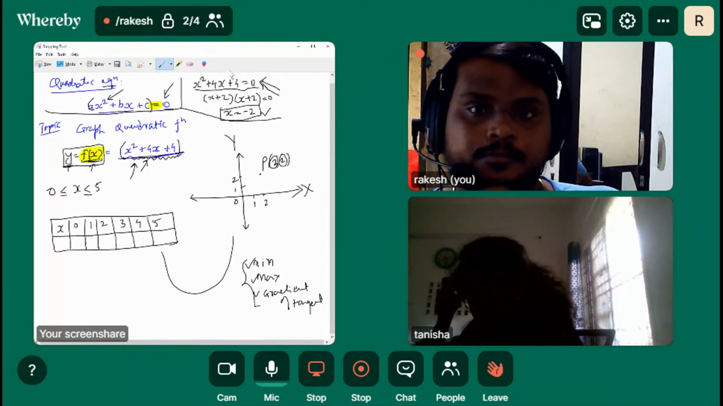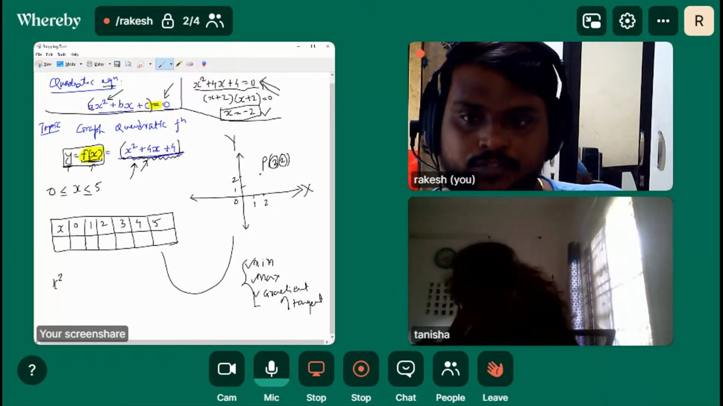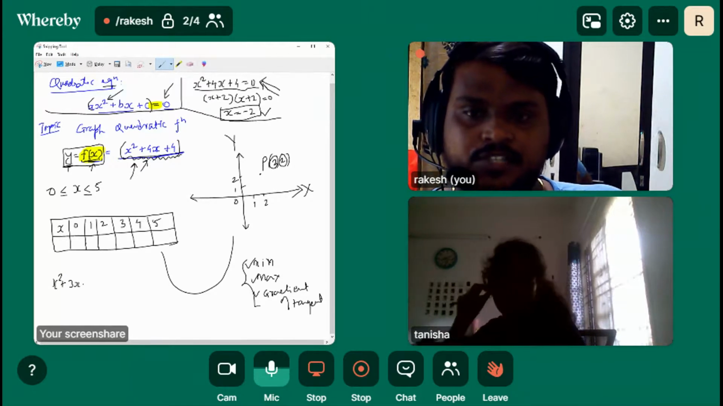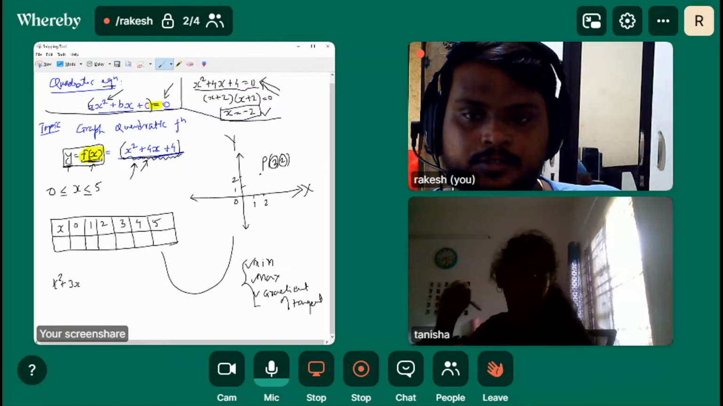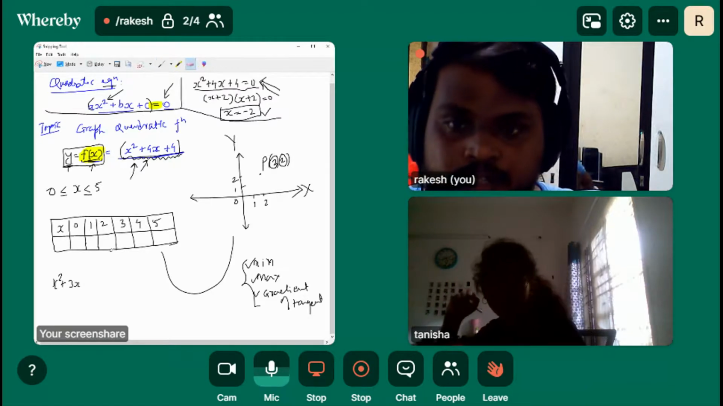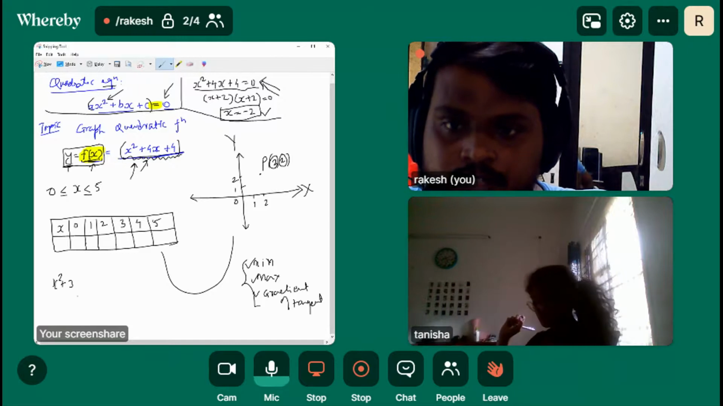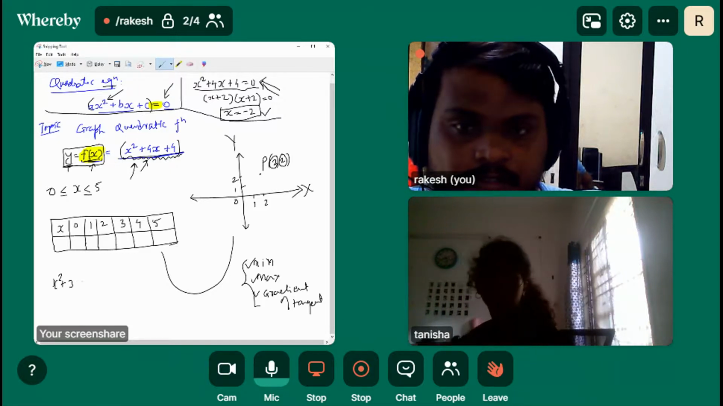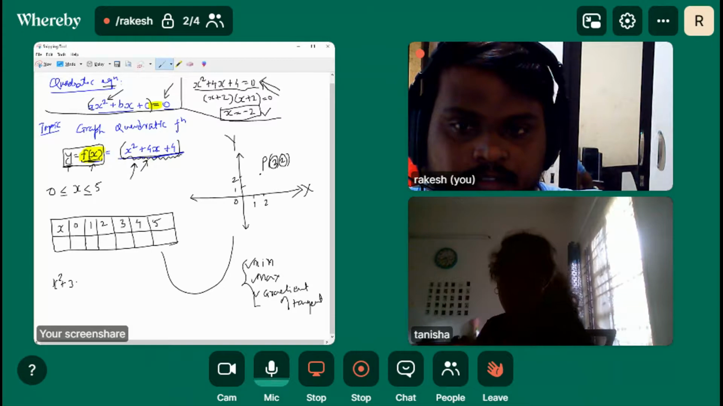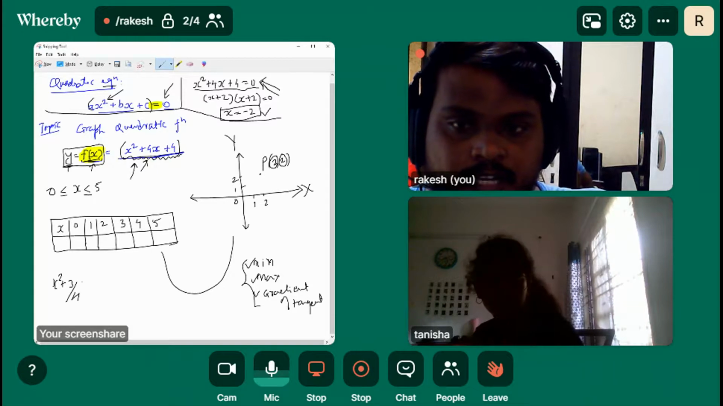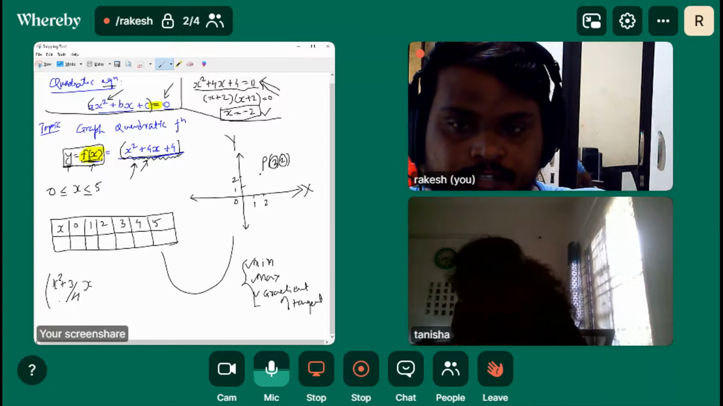Okay: factorize x square plus 3 by 4x, hence sketch the graph of y is equal to x square plus 3 by 4x.